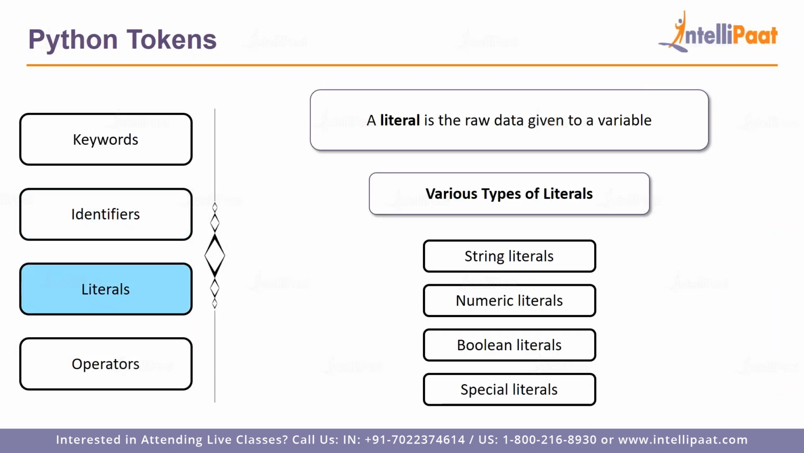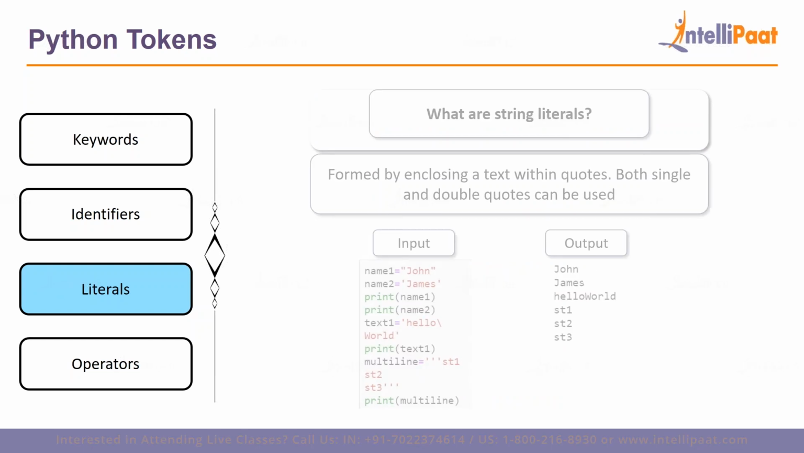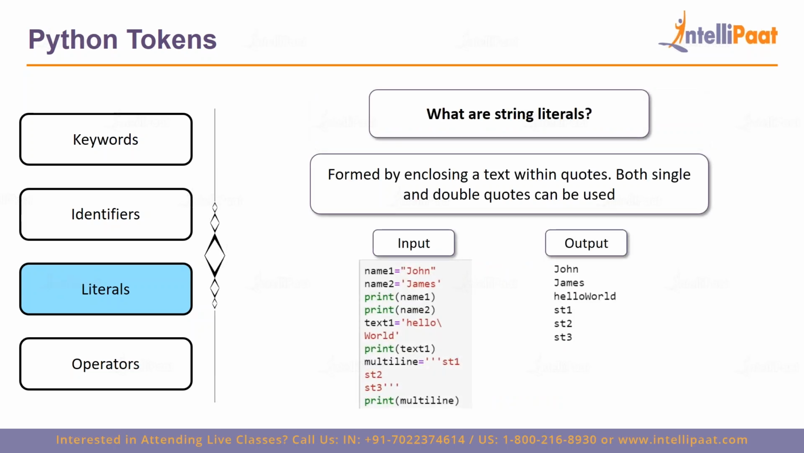Now we come to literals. Literals are just raw data that is given to a variable. Literals can be of many types: string literals, numerical literals, Boolean literals, special literals, and we'll take a look at them one by one. As you can see, we can have several kinds of literals. This is some code that's been written for you, and we'll take a look at string literals first. They are formed by enclosing a text with quotes. Both single quotes or double quotes can be used.